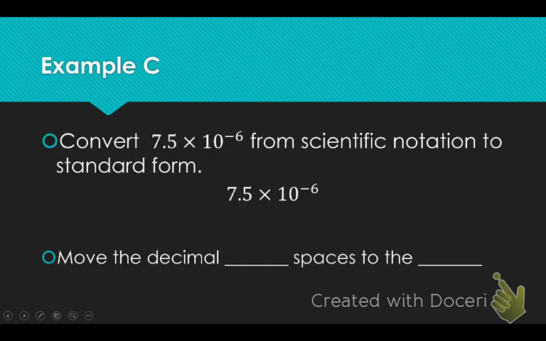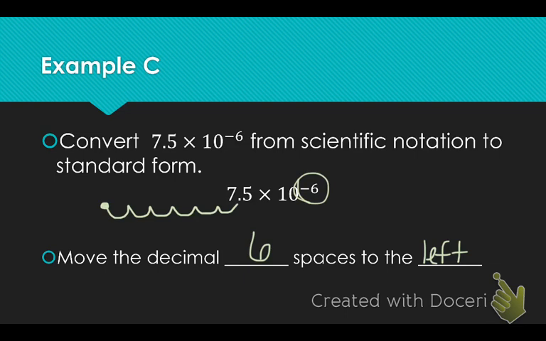Example C, convert 7.5 times 10 to the negative 6 from scientific notation to standard form. So we're going the other way now, from scientific to standard. I'm going to move the decimal 6 times, and I'm going to have to move it the opposite. So we were moving to the right, now we have to move it to the left to move it back into place. 1, 2, 3, 4, 5, 6. I'm going to put a 0 in front of my decimal and then fill in my gaps.